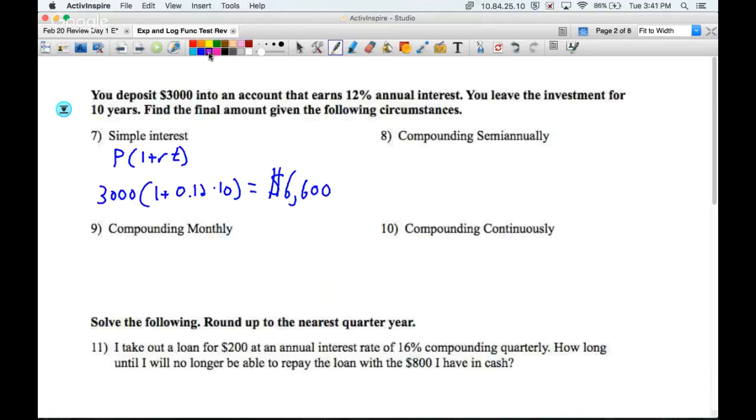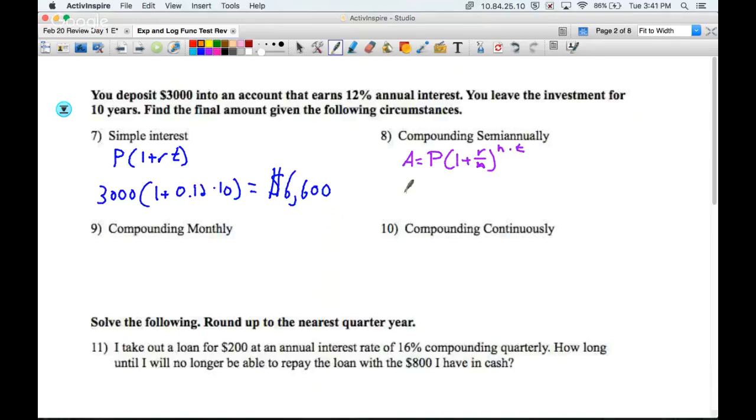Compounded semi-annually. All right, so we've got compounding, but not continuous. Therefore, we're going to use this formula here. Final amount equals the principal times 1 plus the rate divided by compounding periods, all to the power of the number of compounding periods times the number of years.